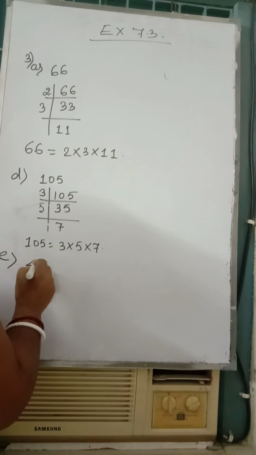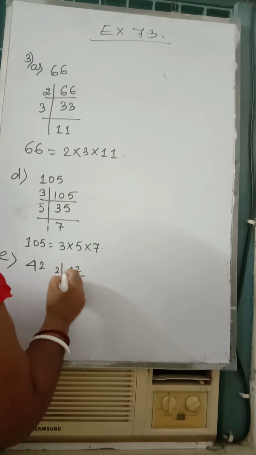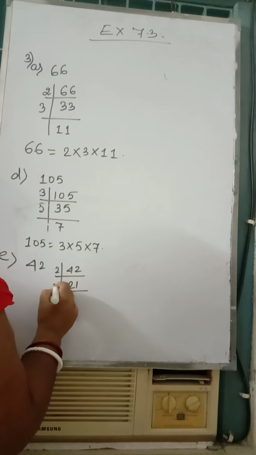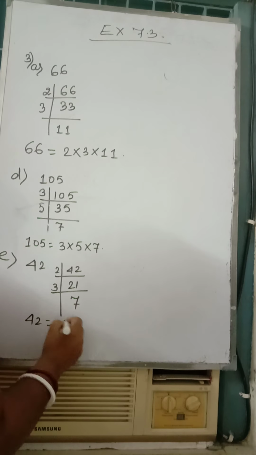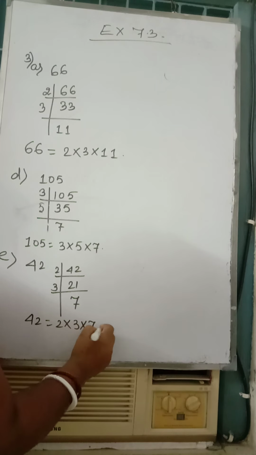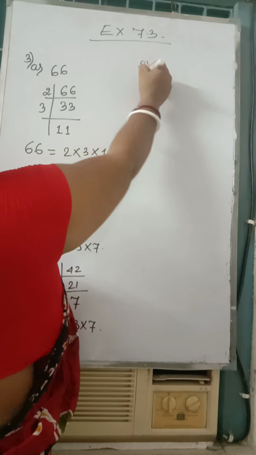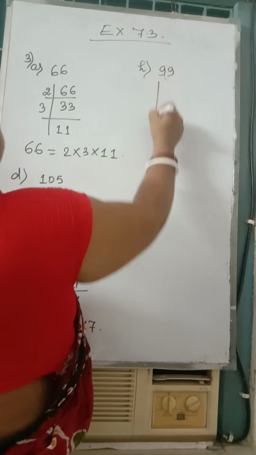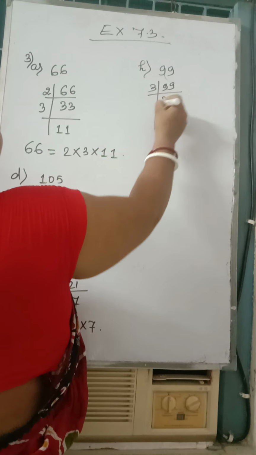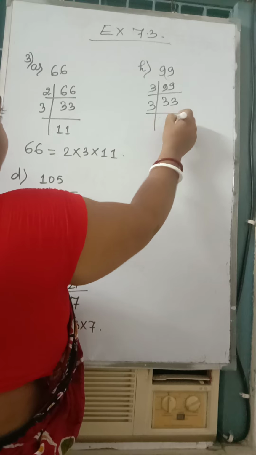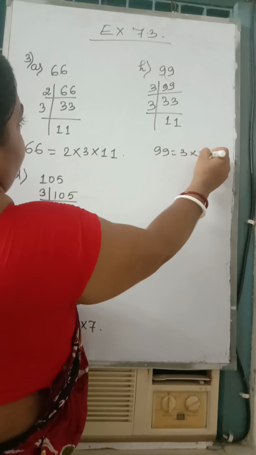E, number 42. Now 42, 2 21s are, 3 7s are. So 42 is equal to 2 into 3 into 7. Then number H, 99. So we write 99 here. 3, 11. So 99 is equal to 3 into 3 into 11.